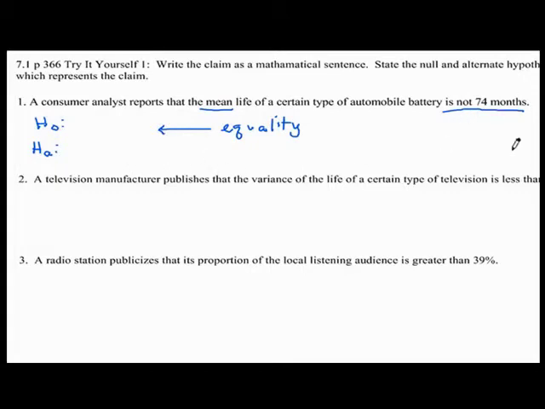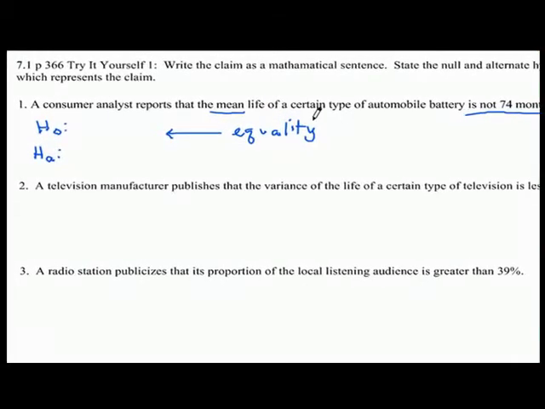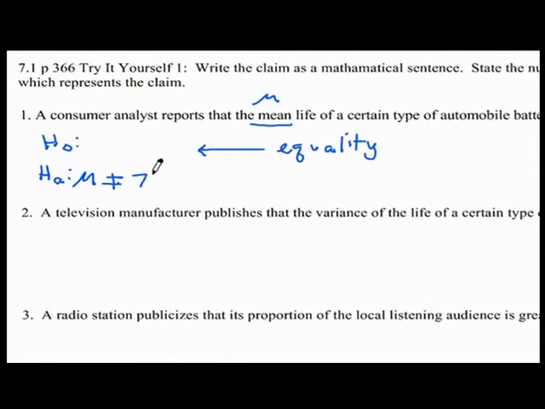So in this case, it's not 74 months. So that's not equal to. So the mean is going to be the mu, not equal to, and then it's going to be 74. So that's going to be an alternate hypothesis because it's not equal. So it's going to be mu is not equal to 74 months, and that is going to be our claim because it also asks you to identify the claim.